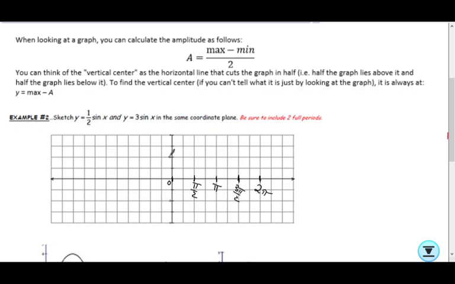My y-axis, I'm going to say this is 1, this is 2, and of course we're going to need 3. Okay, so then this is -1, and this is -2. Okay, so we're going to start by drawing our parent function. Our parent function of sine is something that you're going to have to get used to drawing pretty quickly.